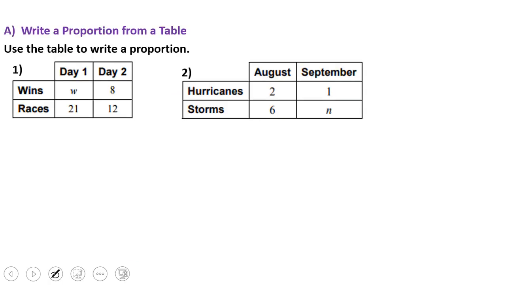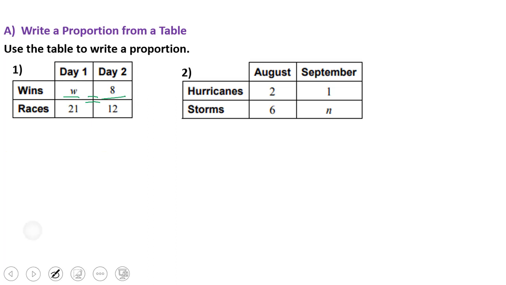So let's go right into some examples and write some proportions from some tables. We're going to use these tables to write a proportion. In the first one, we have the two-way table. It shows day 1 and day 2 for the number of wins and the number of races. And so I'm going to just do it by the columns this time. And I can write my proportion just like that.